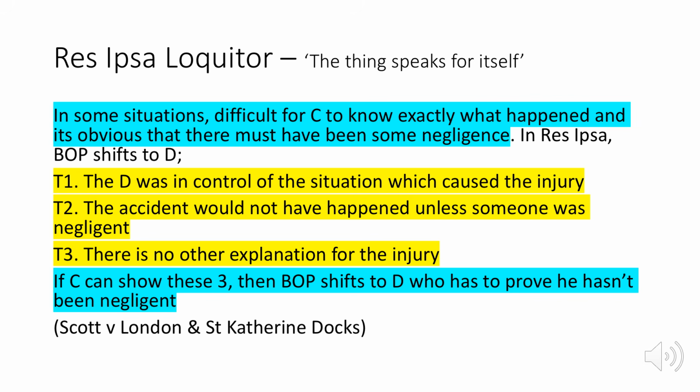Test 1 is that D was in control of the situation which caused the injury. 2, the accident would not have happened unless someone was negligent. And 3, there is no other explanation for the injury. If C can show these 3, then the burden of proof shifts to D, who has to prove he hasn't been negligent. The big case to use here is Scott v London and St Catherine Docks.